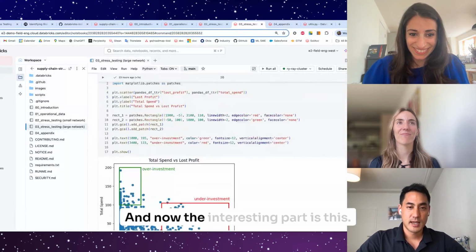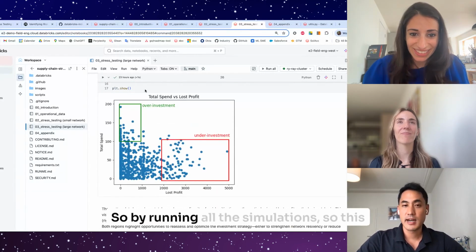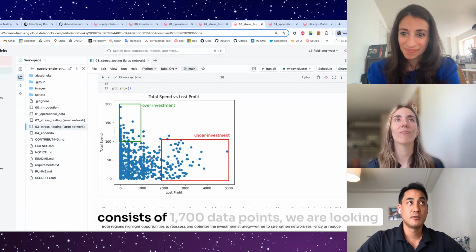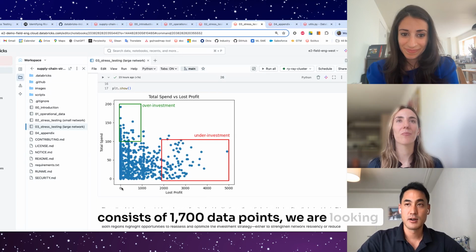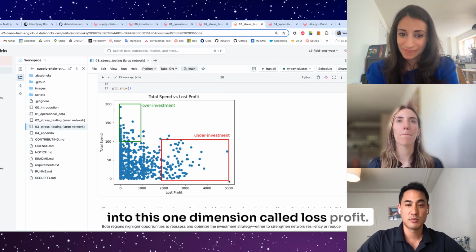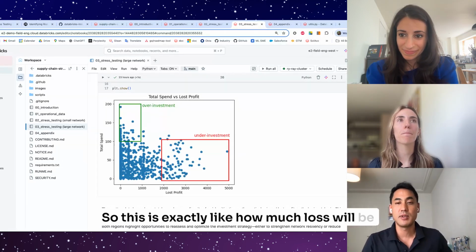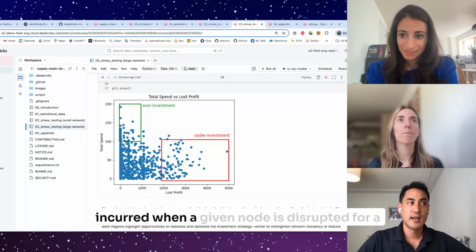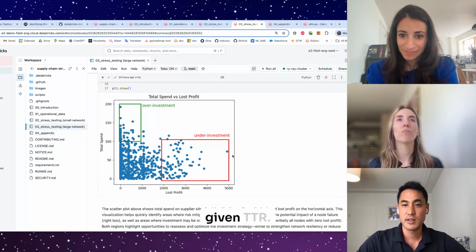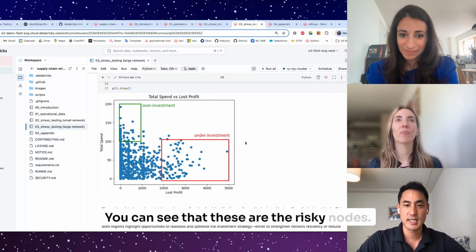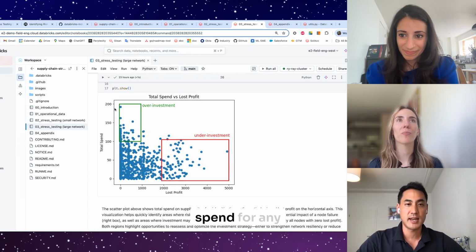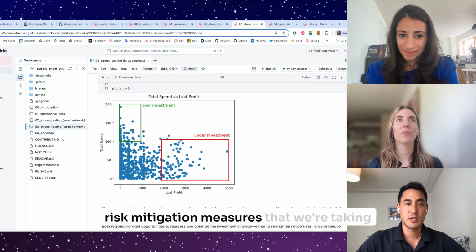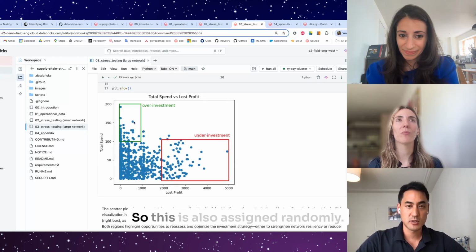And now the interesting part is this. By running all the simulations, this consists of 1,700 data points. We are looking into one dimension called lost profit. This is exactly how much loss will be incurred when a given node is disrupted for a given TTR. You can see that these are the risky nodes. Here we're also plotting it against the total spend for any risk mitigation measures that we're taking for each one of these nodes. This is also assigned randomly.